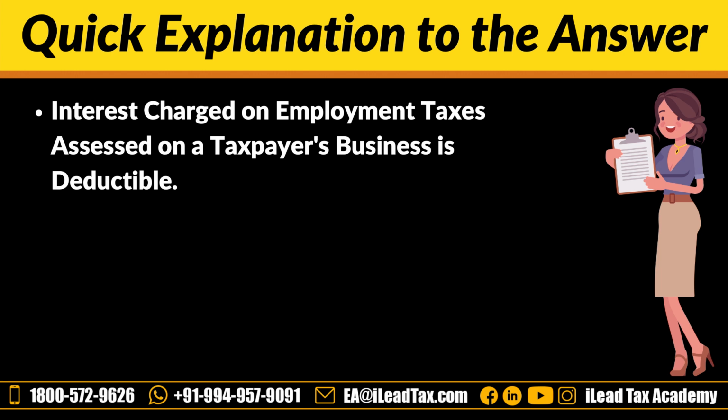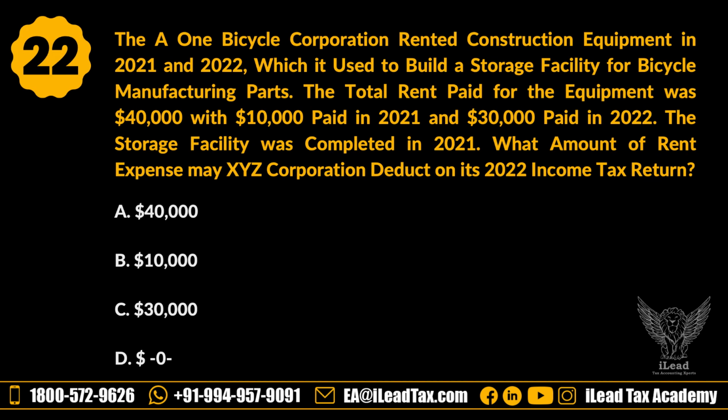Let's go to the next question. The A1 Bicycle Corporation rented construction equipment in 2021 and 2022, which it used to build a storage facility for bicycle manufacturing parts. The total rent paid for the equipment was 40,000, with 10,000 paid in 2021 and 30,000 paid in 2022. The storage facility was completed in 2021. What amount of rent expense may XYZ Corporation deduct on its 2022 income tax return? A 40,000, B 10,000, C 30,000, D 0. Let's see what the answer is.